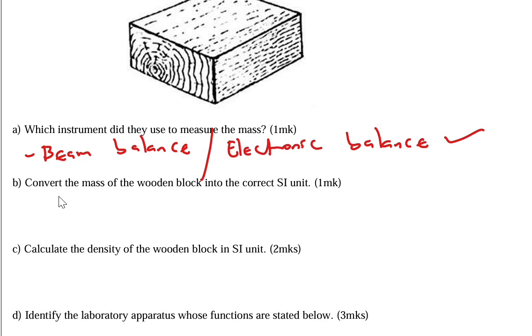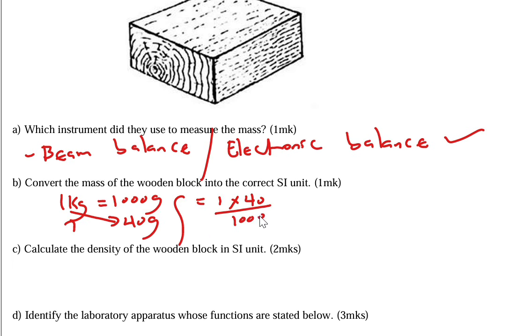You know that 1 kilogram, 1 kg, is equal to 1,000 grams. So ask yourself, what about 40 grams? Then you cross multiply, so it will be 1 times 40 divided by 1,000. If we divide, it will be 0.04 kilograms. So that is the mass in SI units. Please make sure you know how to convert units, because this will come in the practical paper in your final exam, conversion of units.